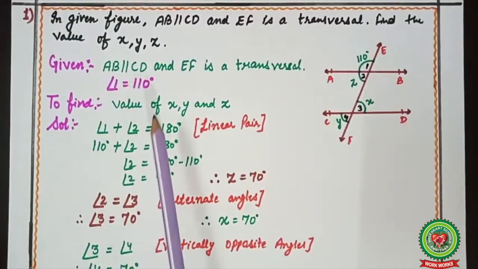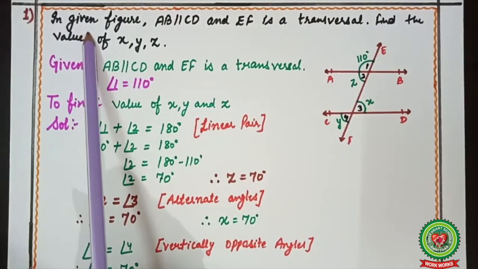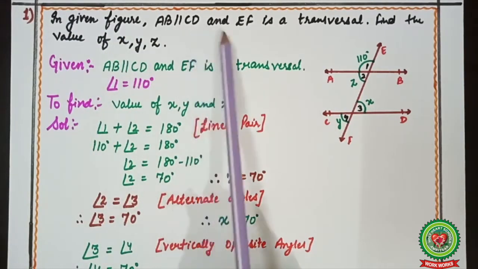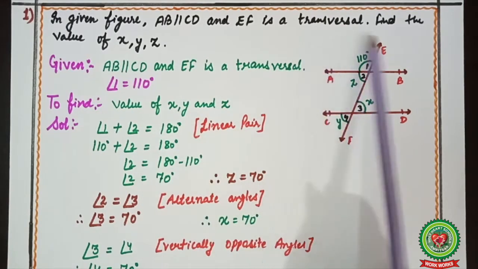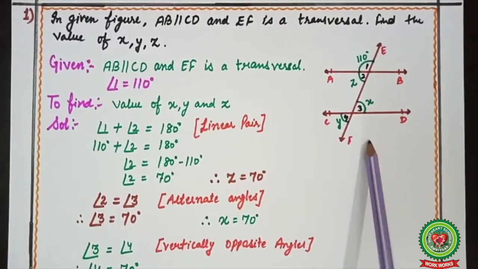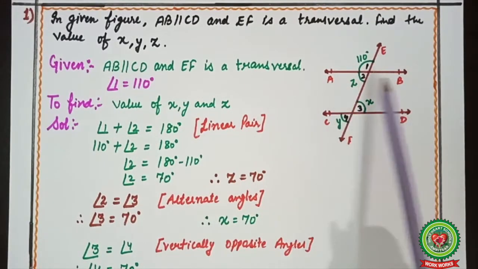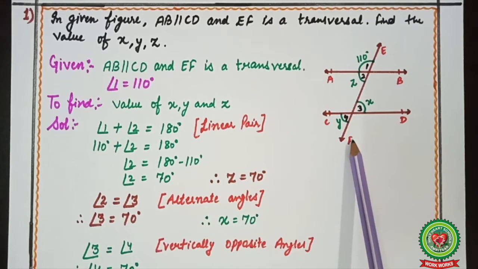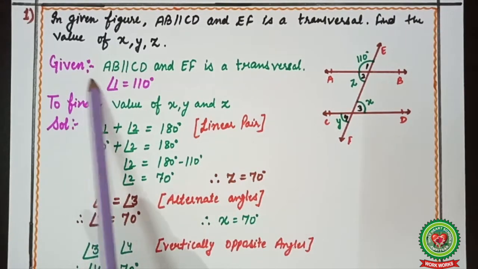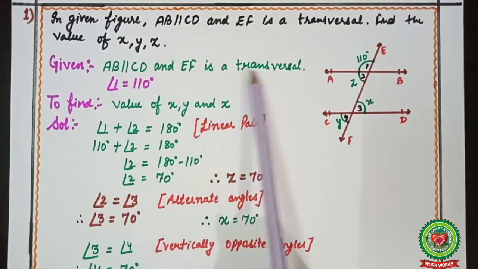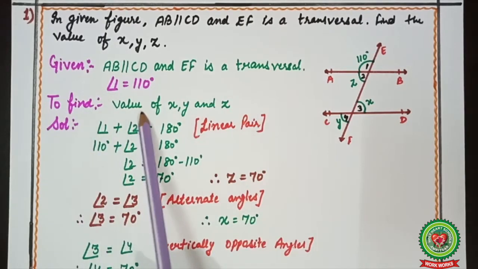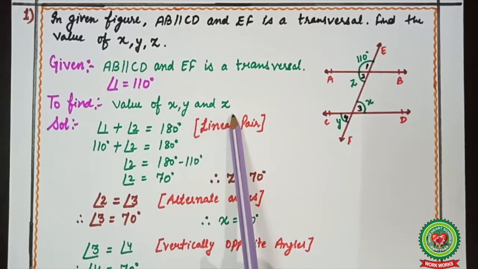So here we have the first example. First of all, read the statement. In the given figure, AB is parallel to CD and EF is a transversal. Find the value of X, Y, Z. First of all, you can see this figure in which AB is parallel to CD and EF is a transversal. Now how do we start this question? Write given. Whatever is given to you, AB is parallel to CD and EF is a transversal, right? Now what we need to find is the value of X, Y and Z.